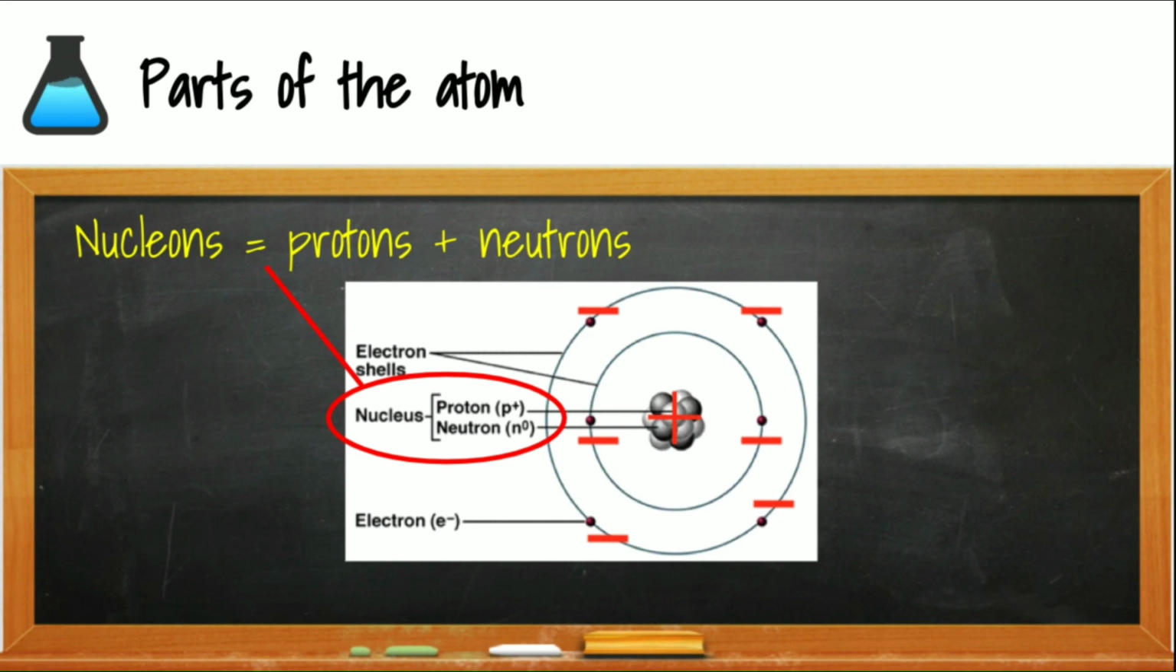So again, as a review, inside the nucleus, we have a positive charge because we have positive protons and neutral neutrons. And outside the nucleus, we have electrons that are negative. Now, atoms are going to be neutral because they're going to have equal numbers of positive and negative.